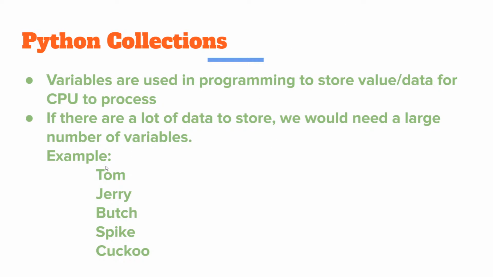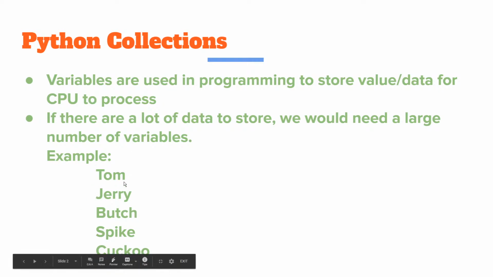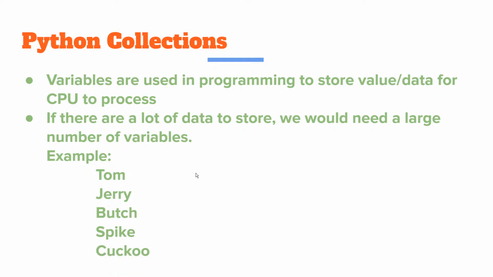And as you can see over here, we have these 5 names, and these 5 names can be kind of hard to remember to track as a programmer. Now, what a collection does is, instead of having you define 10 different variables, it allows you to store it as one collection holding 10 different values.